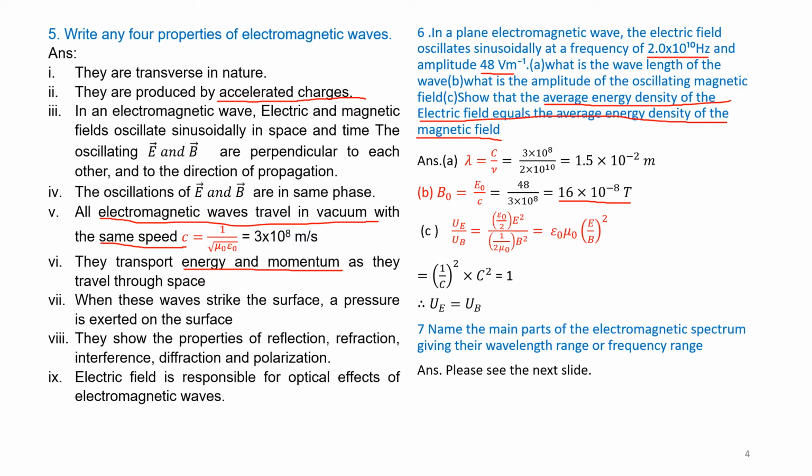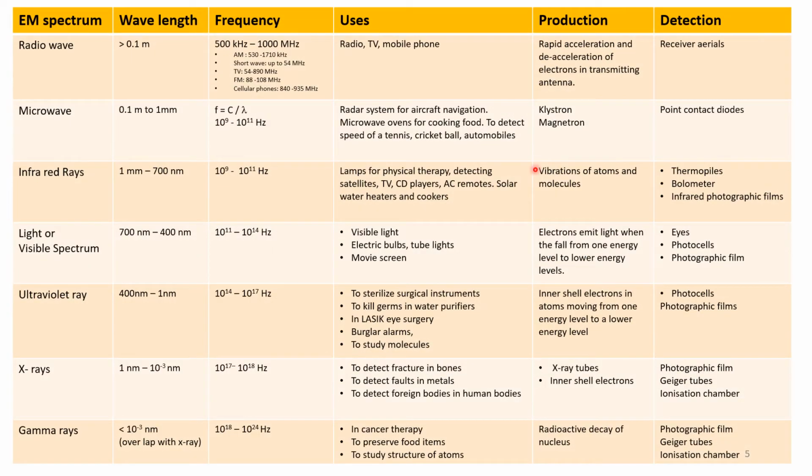Let us see the next slide, which gives the details in the form of a table. These different types of electromagnetic waves in the EM spectrum and their properties like wavelength, frequency, uses, production and detection methods are also given in a nutshell. The first wave is radio wave.